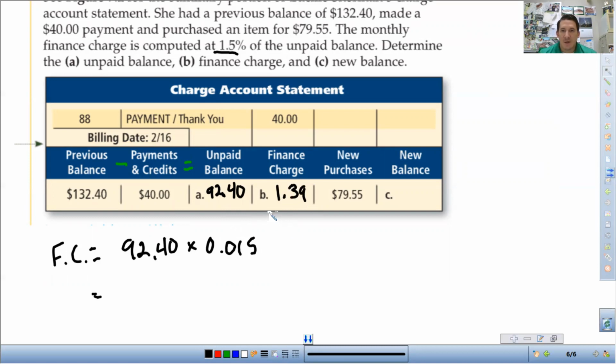All right. And so the new balance, what you need to do for the new balance is you're going to add the unpaid balance plus the finance charge plus new purchases is equal to the new balance. So 92.40 plus $1.39 plus 79.55. So the new balance is $173.34.